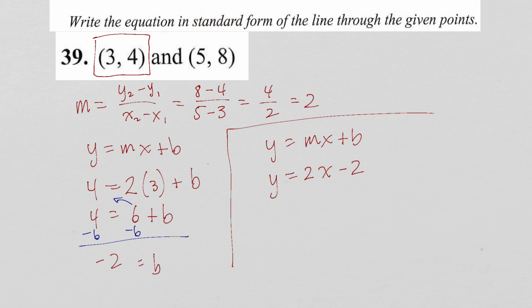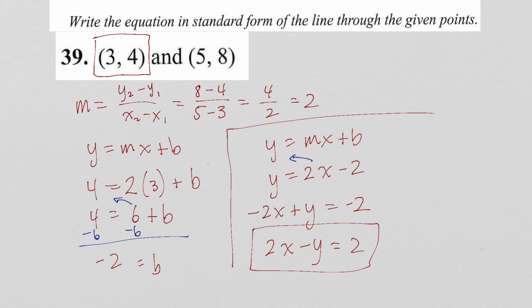So I'm going to start by moving my 2x to the left. I get negative 2x plus y is equal to negative 2. But in standard form, your leading x coefficient cannot be negative, so I've got to flip it, which means I have to flip everything. And that's standard form. Remember, standard form, your leading coefficient has to be positive, and you can't have fractions, and your x and y have to be on one side, your constant on the other side.